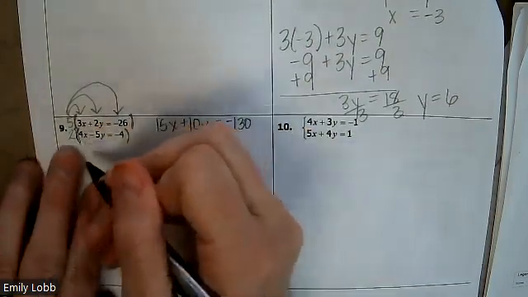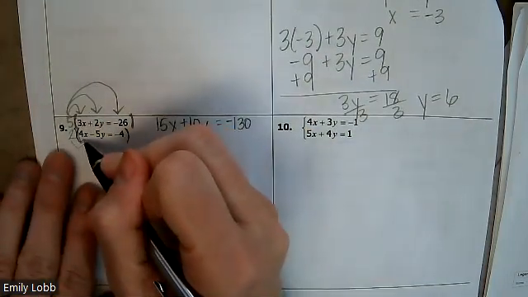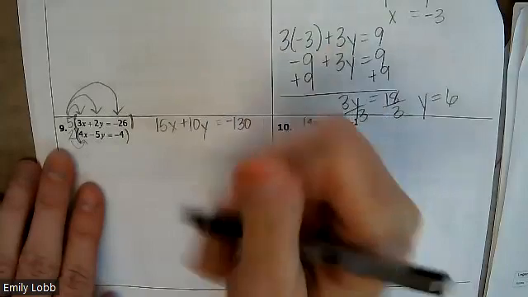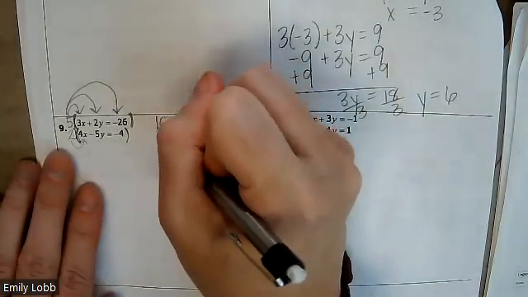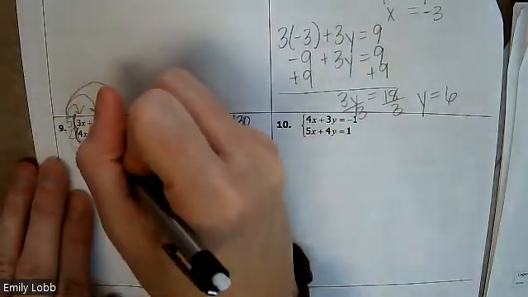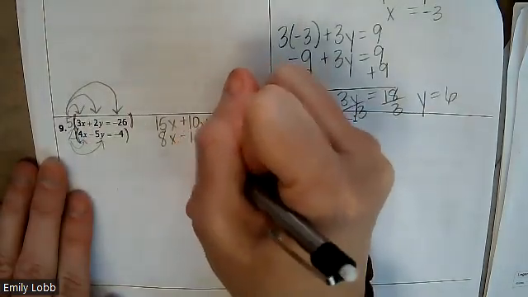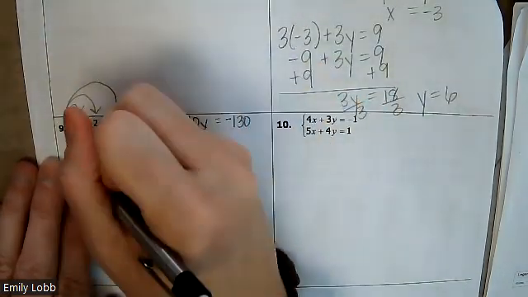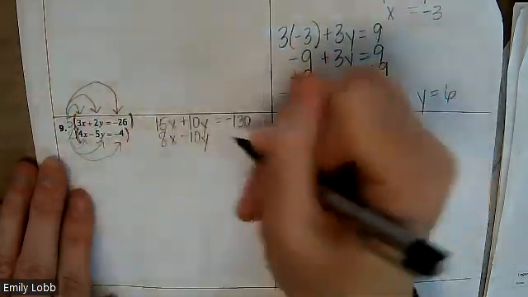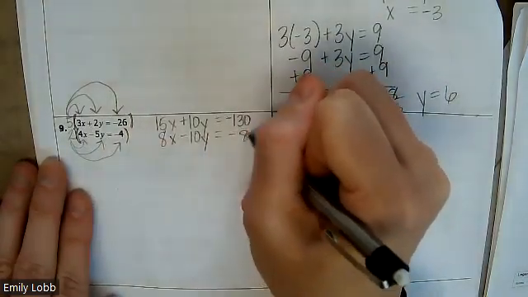Don't forget to multiply everything by 2. So 2 times 4x is 8x. 2 times -5 is -10y. And 2 times -4 is -8.